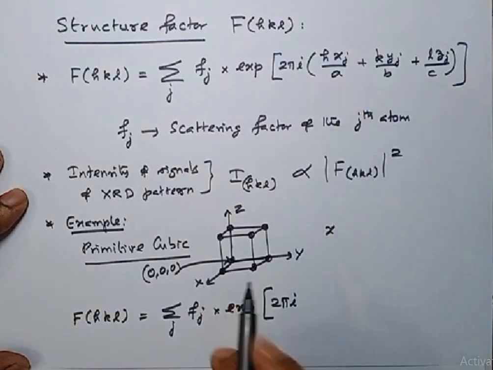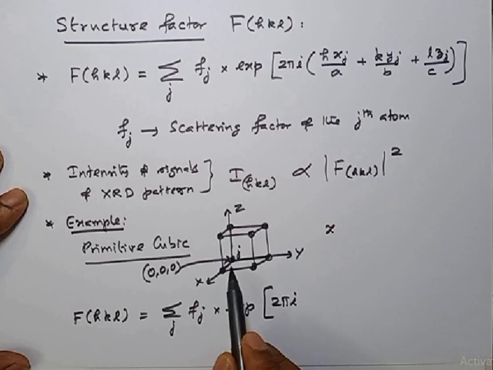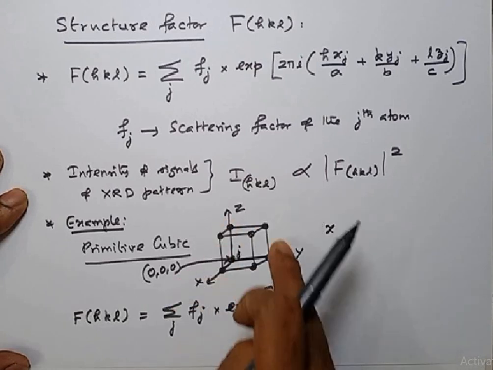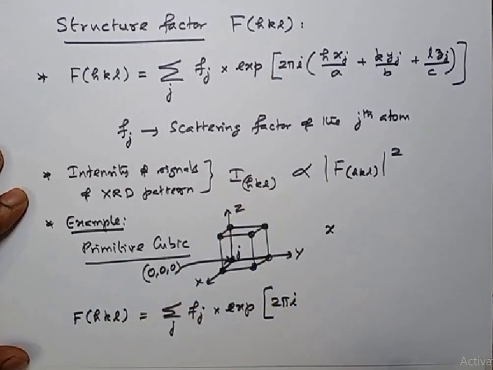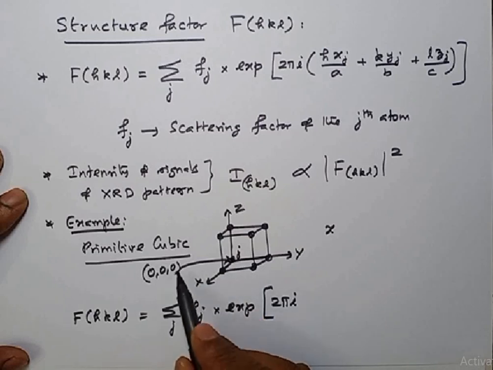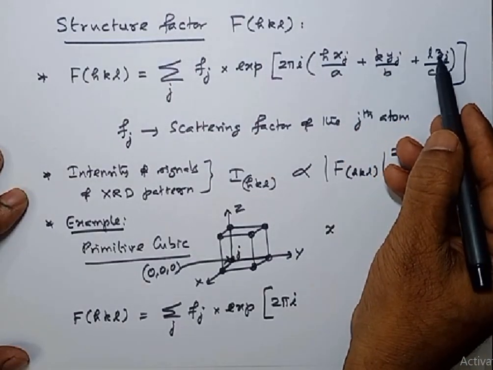Okay, I'll take some jth atom. Suppose this corner atom is the jth atom. Now I have taken this as the origin. Remember, you can take any corner as origin, all are equal. So I'll take this corner as the jth atom. For this atom, the coordinates are 0, 0, 0. So xj is 0, yj is 0, and zj is also 0.